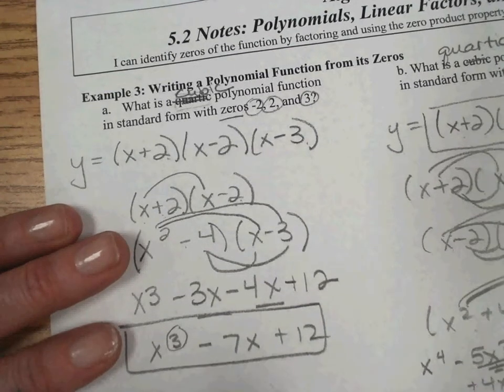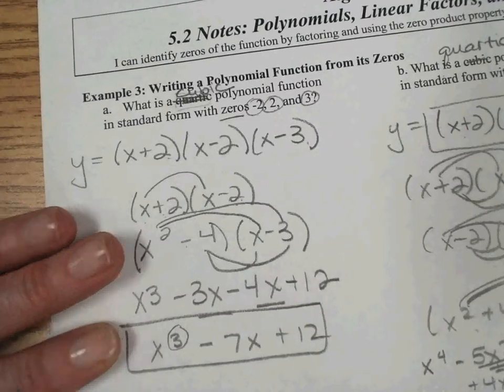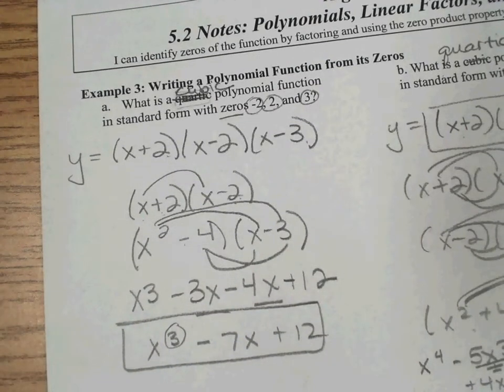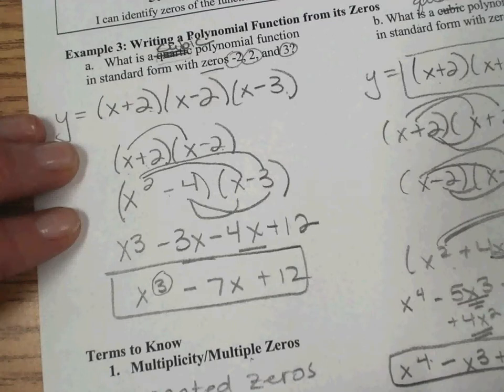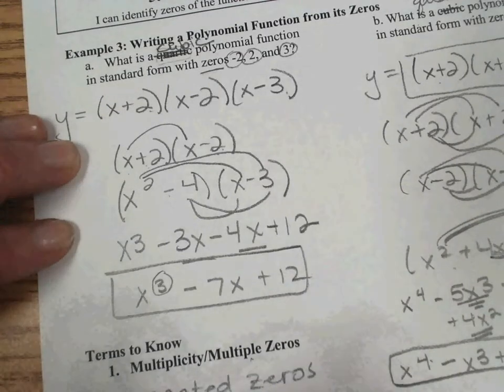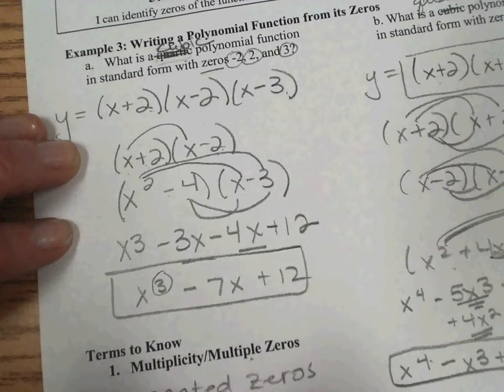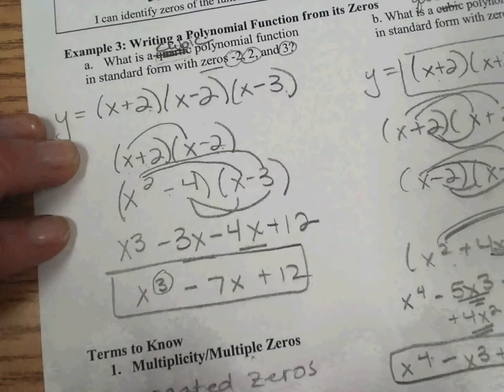So that's repeated zeros. And what that looks like on the x-axis is it touches. That's where, instead of crossing, that'll be a touch.